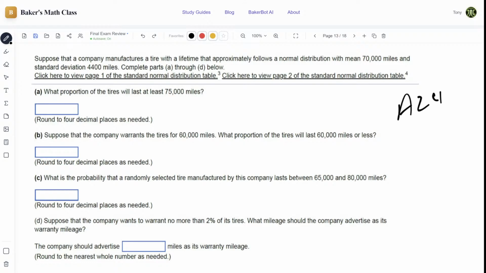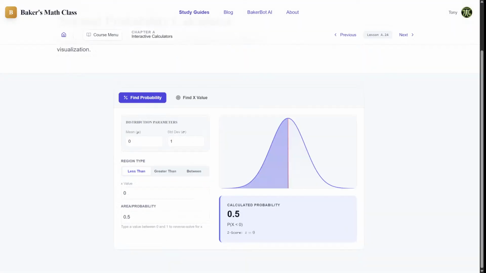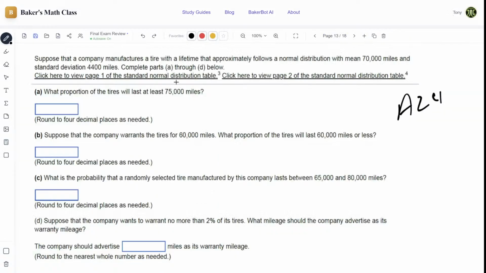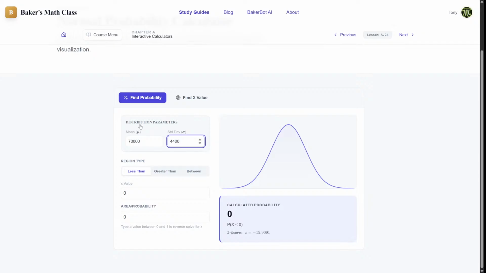So I've got 70,000 miles and 4,400 is my standard deviation, and this question was at least 75,000 miles. Would that be less than, greater than, or equal to? Greater than. So greater than 75,000. So 0.1279.